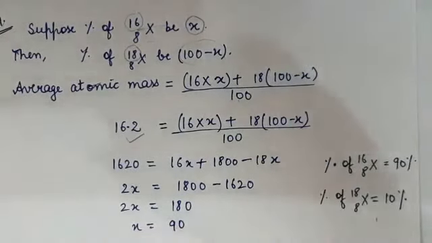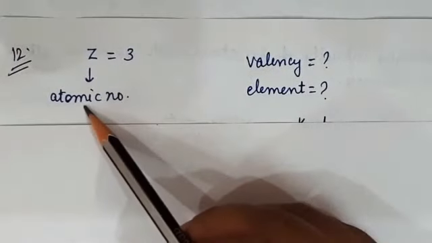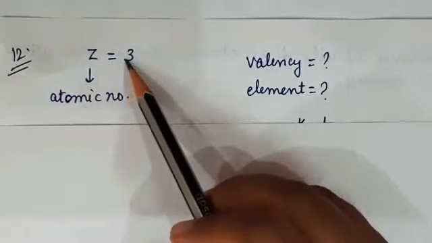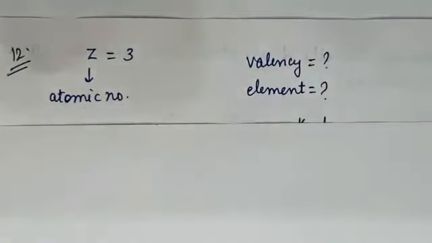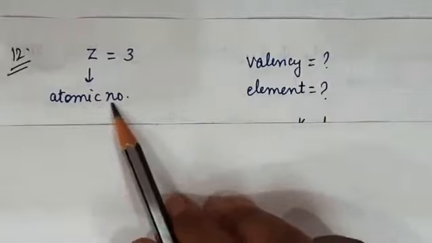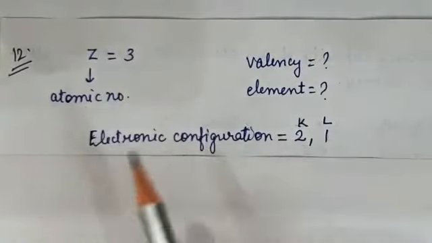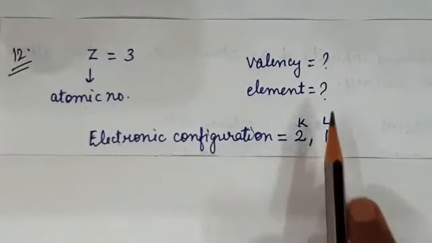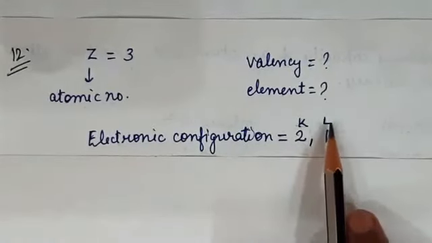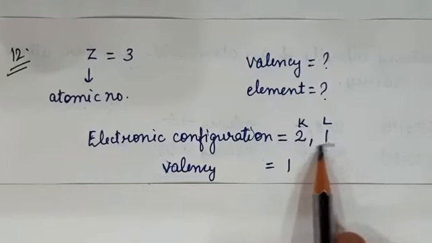Question number 12 is, if Z is 3, Z means atomic number, what will be the valency and what would be the element? You know the atomic number, that is 3. So write down the electronic configuration. It will be 2 and 1. 2 in the K shell, 1 in the L shell. So now calculate the valency. Valency will be 1 because it will lose this 1 electron to achieve the stable configuration.